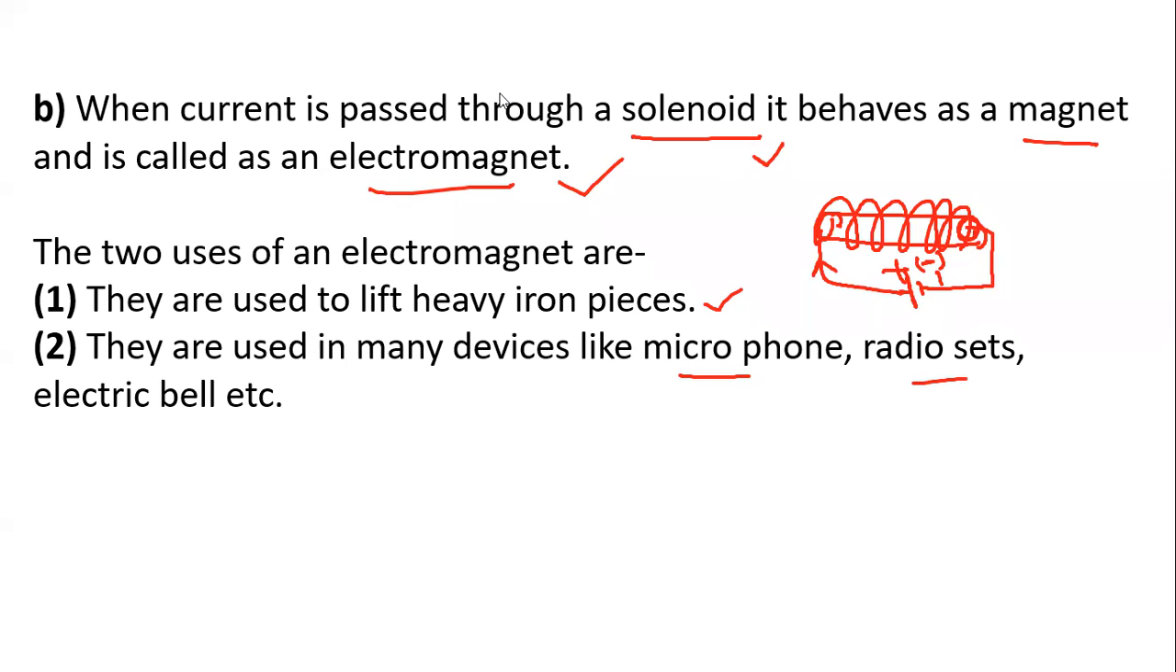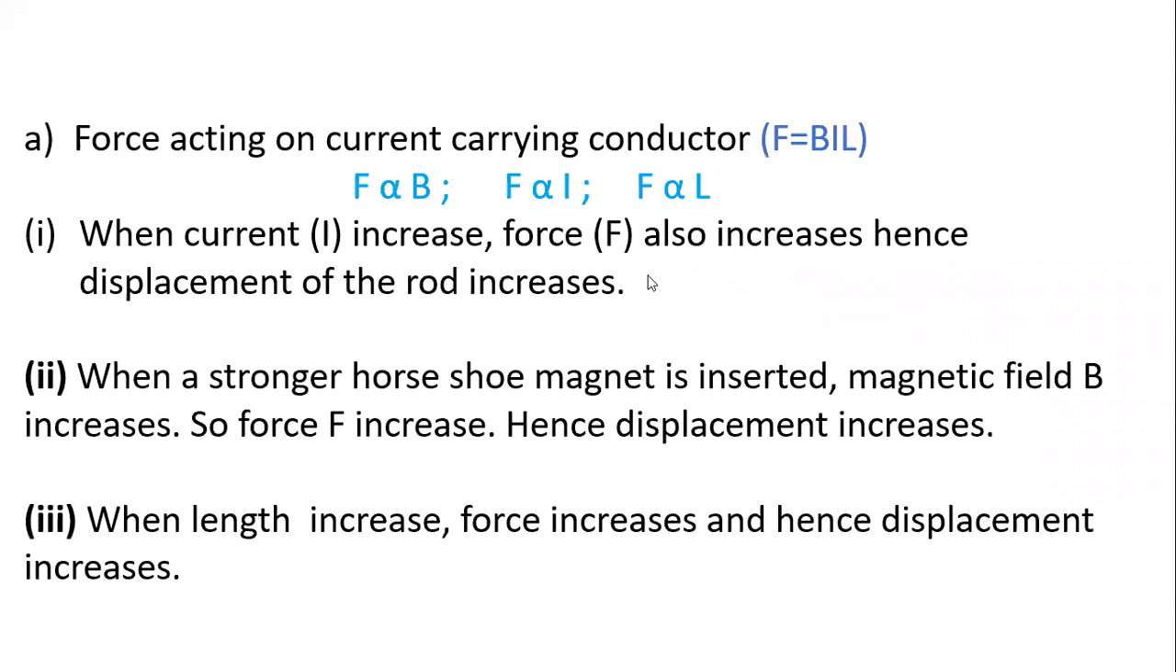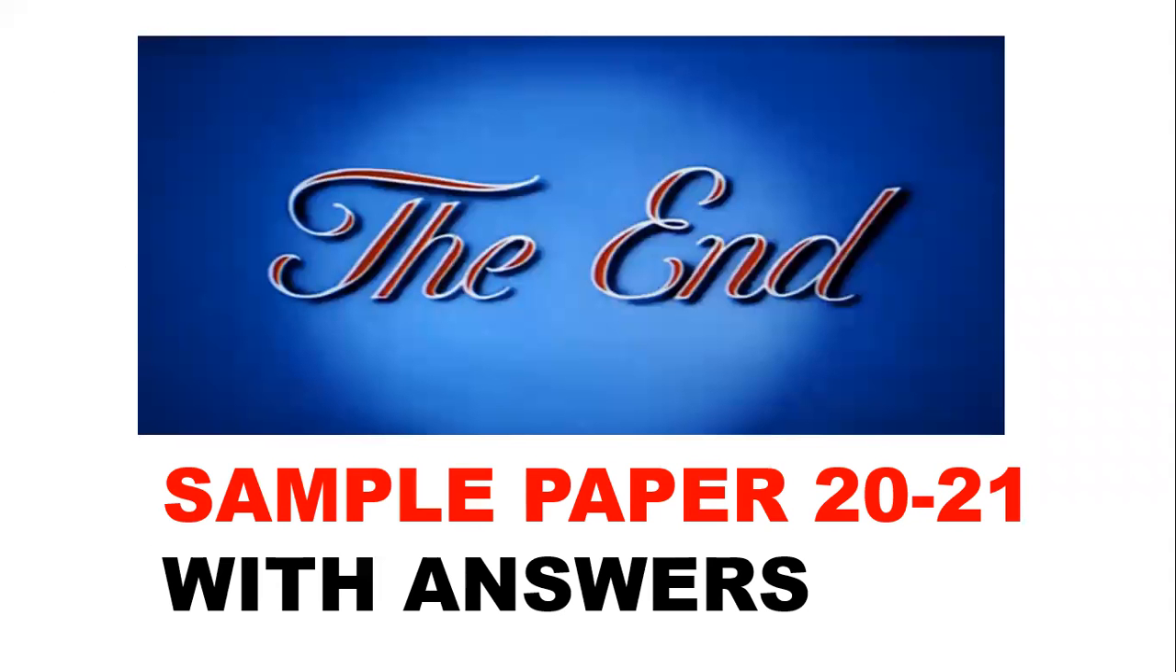We'll move to another question. Actually, this is the last question, but it has an internal choice. That's why that internal choice question also we have finished. Total 36 questions got over. This is the end of the sample paper 2021 with answers. Again, I am telling you this sample paper is not given by CBSE. All these questions are taken from previous board papers and framed in the pattern of 2021.